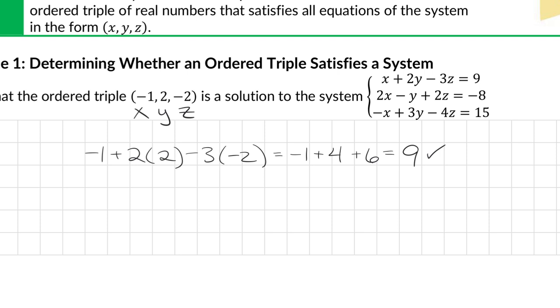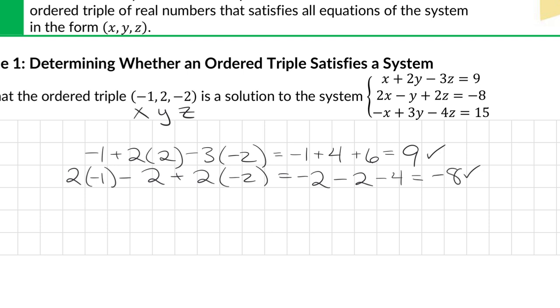We plug the values into the second and the third equation as well. So this next one is going to be 2 times -1 minus 2 plus 2 times -2. We're hoping it's going to be equal to -8 when we've done all of this arithmetic. 2 times -1 is -2, and then 2 times -2 is -4. -2 minus 2 minus 4. Is that -8? Sweet. It has to work in all three equations, so we're almost there to verify that this is a solution to the three variable system.